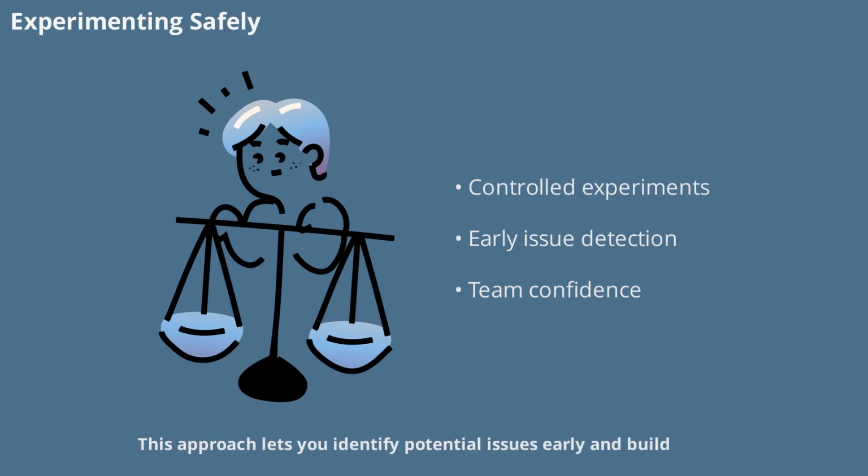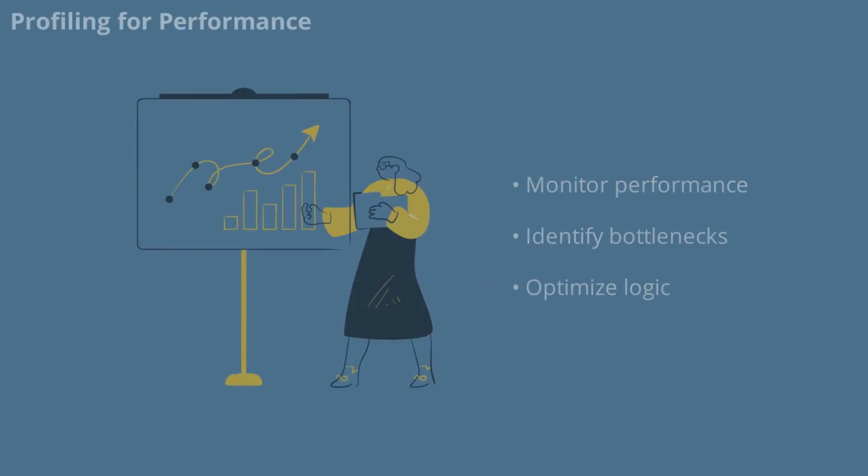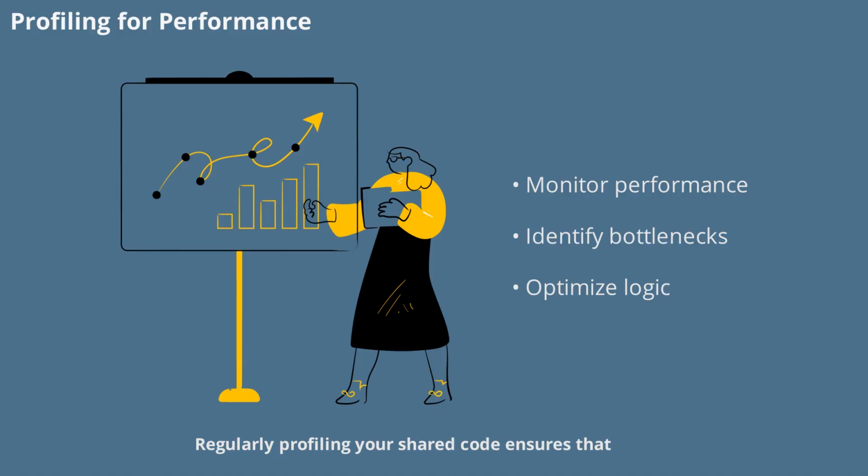This approach lets you identify potential issues early and build confidence in your team's ability to adopt the new technology. Regularly profiling your shared code ensures that it runs efficiently on both Android and iOS. Use available tools to monitor performance, identify bottlenecks, and optimize your logic. This proactive approach leads to faster, more responsive apps and happier users.